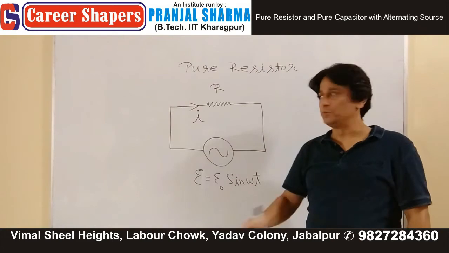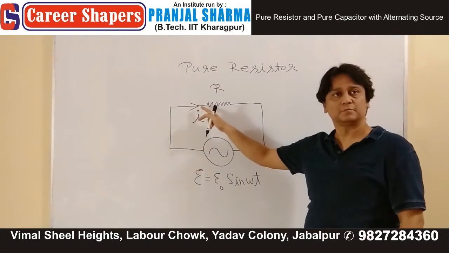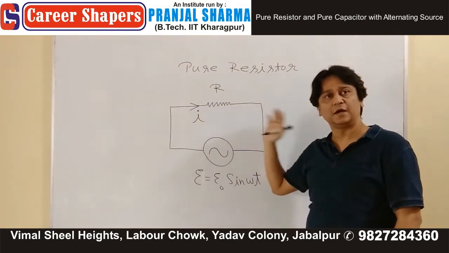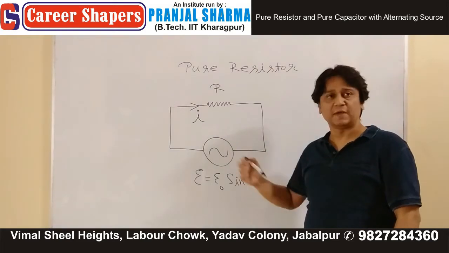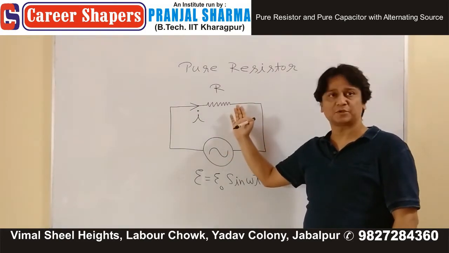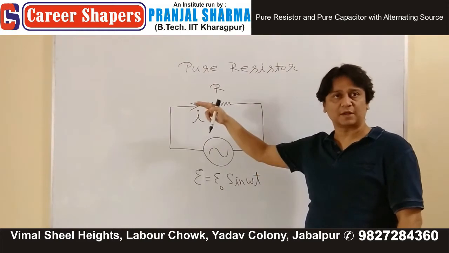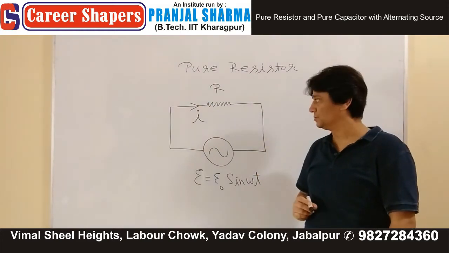Although there is no meaning of this arrow, because when I say alternating current, current is going to change direction. We can say that this direction will represent positive value and the other direction will represent negative value.